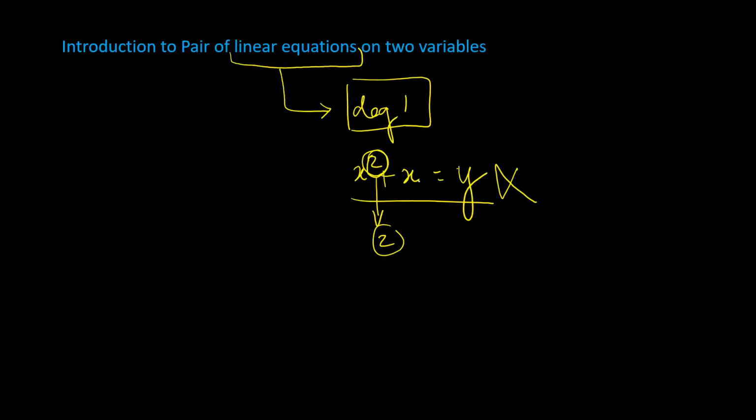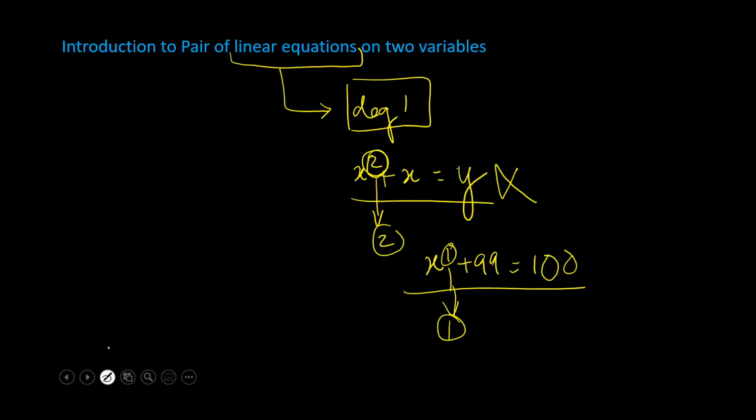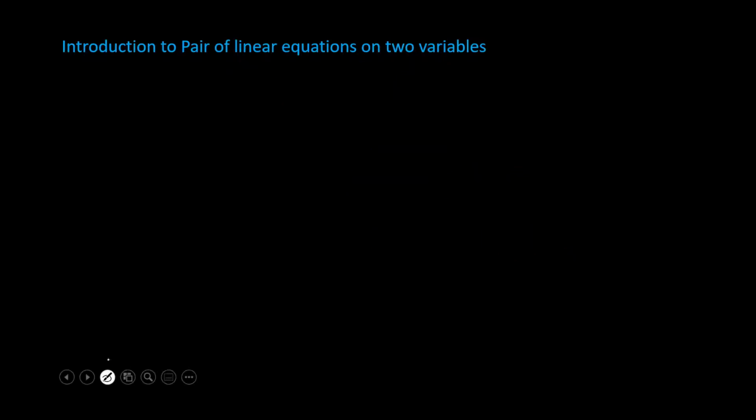A linear equation is any polynomial or equation which has a power of 1, like for example this. Here the power is 1 and the degree is 1, so it's called a linear polynomial or equation. So let me give you one example.